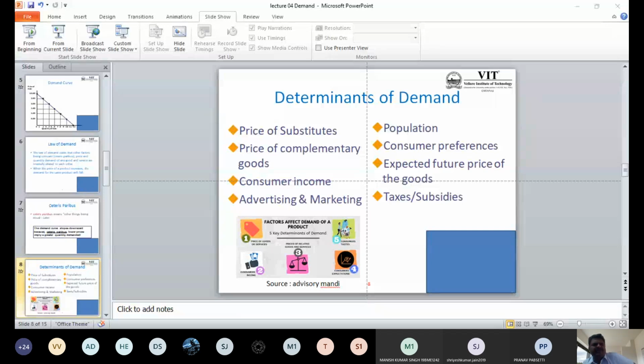Consumer preferences: they have their own preferences. For example, my dad always says, I use only that old Cinthol soap because I have been using the same soap for 30 years. Same soap means same brand soap. Consumer preferences, you cannot change it. There may be a better soap available in the market, but people don't change. That product has established its brand image in the minds of the people. It becomes their preference. Then the demand for that product remains.